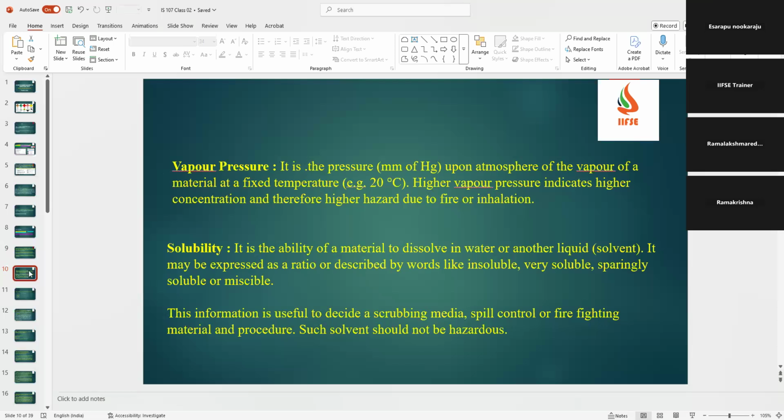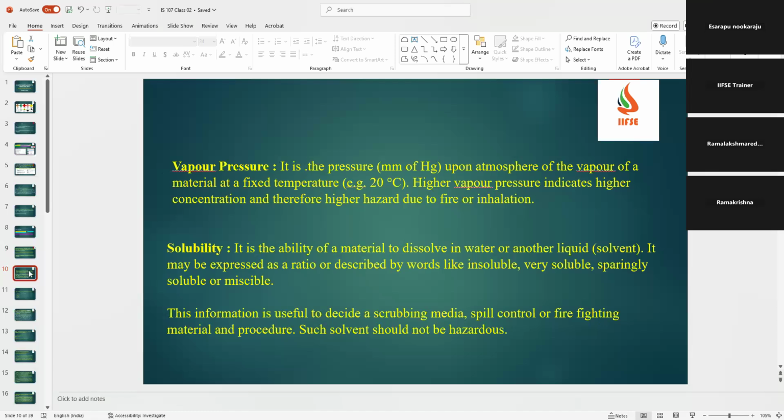If you keep on adding half a kg of sugar to one glass of water, up to a certain level it will dissolve. After that, it can't dissolve the sugar, because it is over the limit of the solubility of the water. Solubility is the ability of a material to dissolve in water or other liquids or solvents. It may be expressed by words like insoluble, very soluble, sparingly soluble, or mildly soluble. So these are the different ways we can define the chemical.